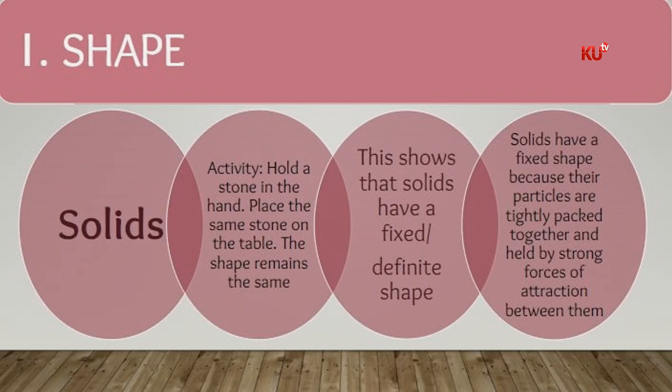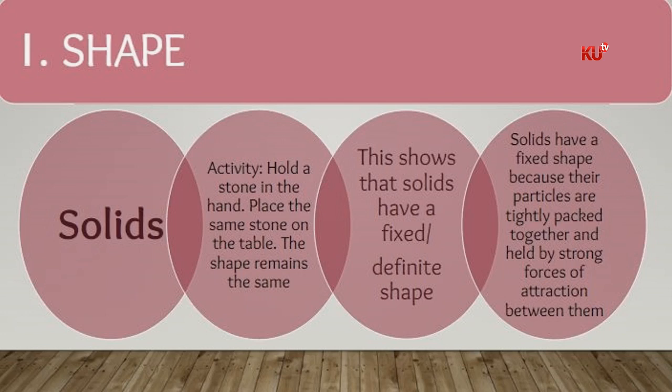When we talk about a fixed or a definite shape, something definite is something that does not change. It cannot keep on changing simply because you have changed the position. So our conclusion is that solids have a fixed shape because their particles are tightly packed together and held by strong forces of attraction between them. I've already explained that. I don't need to go back to that.